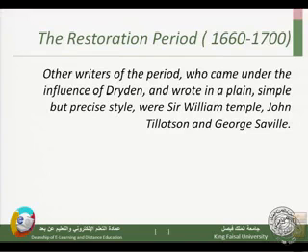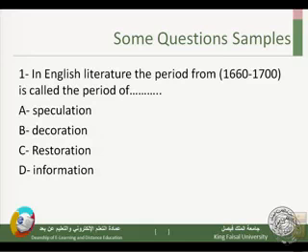Other writers of the period came under the influence of Dryden. Some writers appeared at that time, and because of the influence of Dryden on them, their styles were also simple but precise. We have Sir William Temple, John Tillotson, and George Savile. These three people were highly affected and influenced by the style of Dryden in writing.